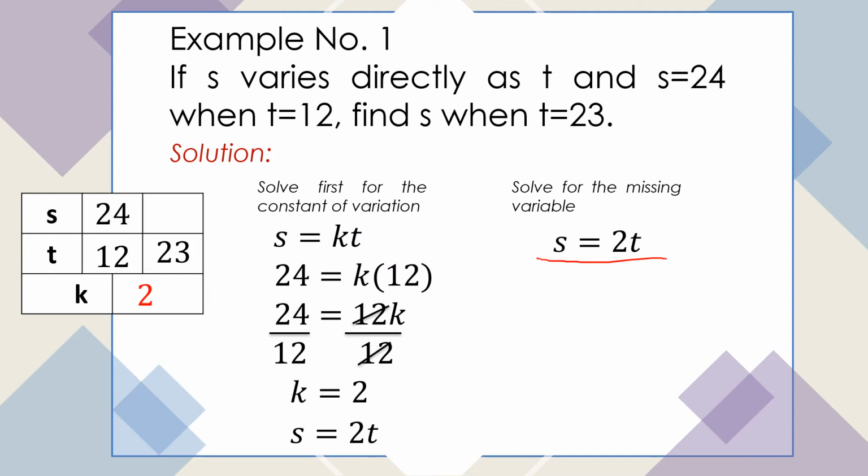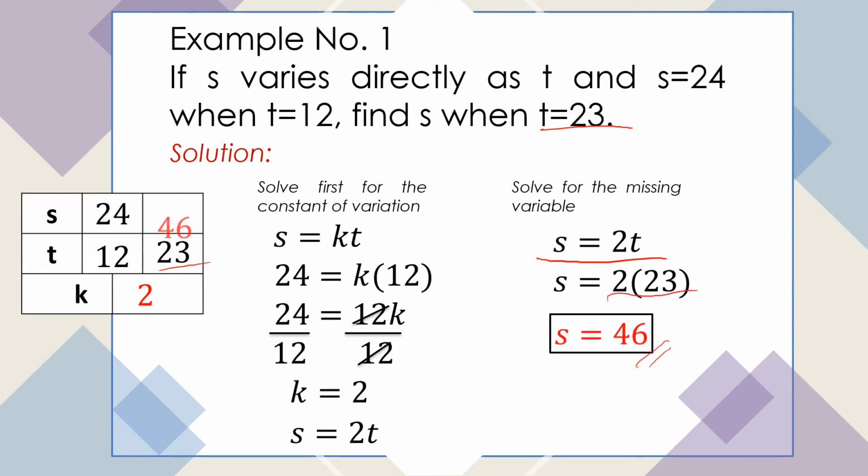Given that T is 23, what is the value of S? Let's replace T with 23. We have 2 times 23, which gives us 46. Therefore, the value of S is 46. That's the answer, as simple as that.